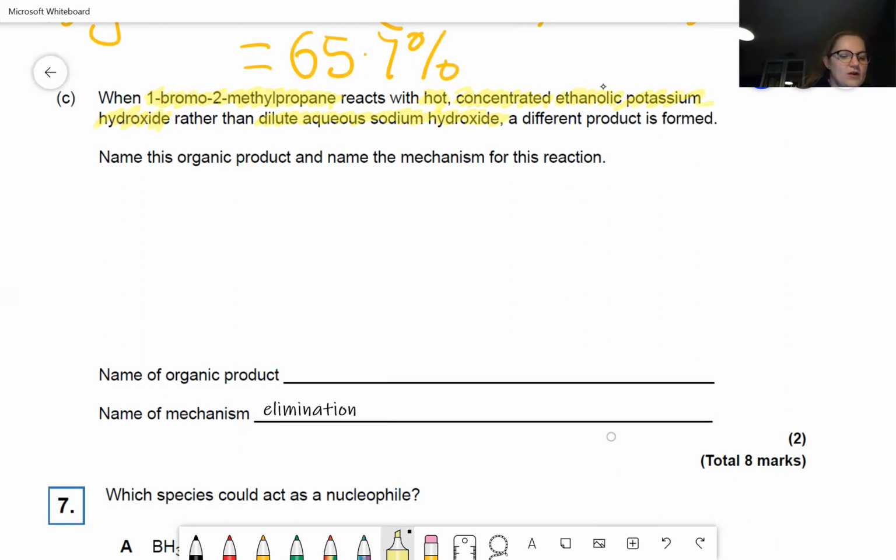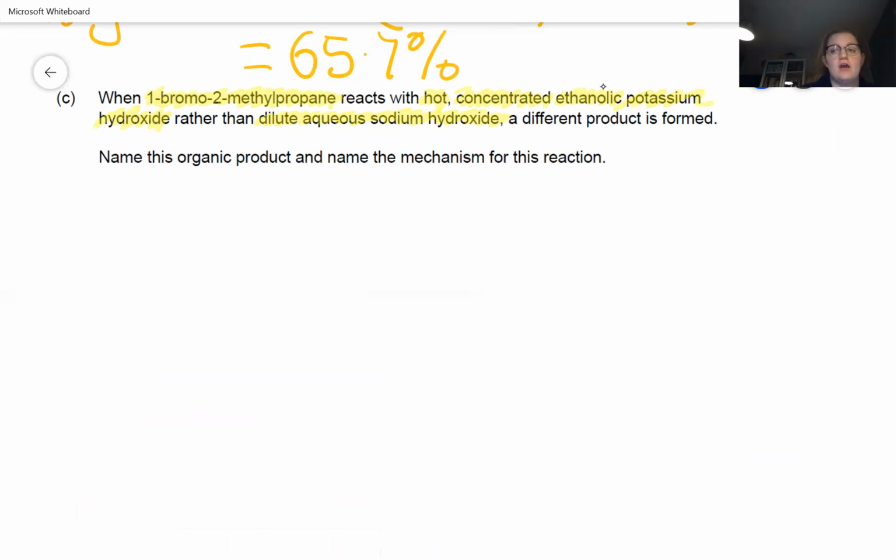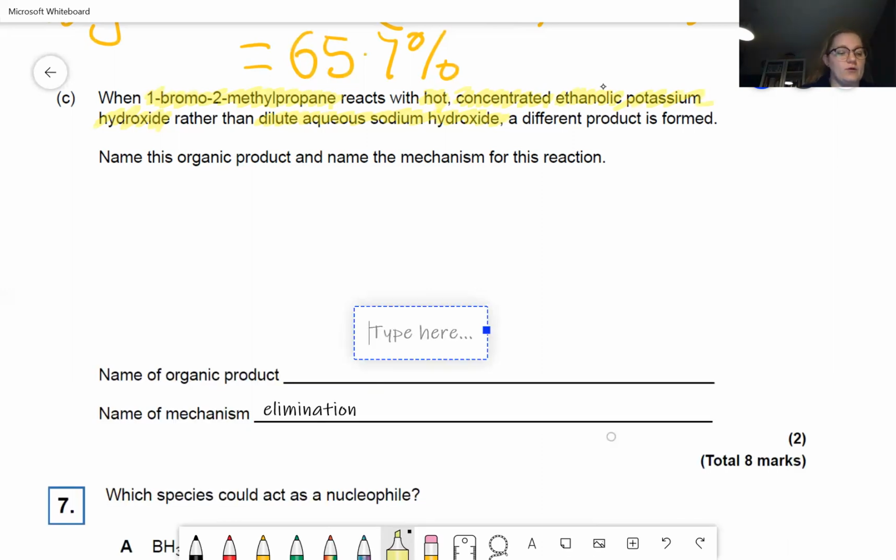And the organic product we're going to make there is, remember, when we do elimination, it makes alkenes and water. So our organic product we're going to make there, because we don't need to include water because that won't be an organic product, is an alkene. And so 1-bromo 2-methyl propane, well, we get rid of the 1-bromo because obviously that's going to go in the elimination process. So it's just going to become methyl propene. That would be our organic product.